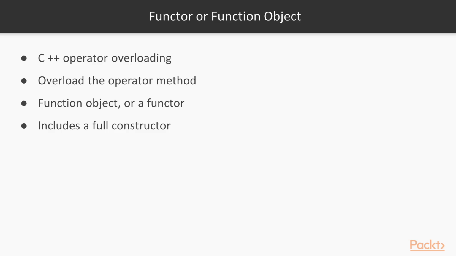Next we will explore the functor, or function object. Using C++ operator overloading, it is possible to create a class for which its instances behave as functions. The idea is to overload the operator() method so that a call to the processing method of a class looks exactly like a simple function call. The resulting class instance is called a function object, or a functor. Often, a functor includes a full constructor such that it can be used immediately after being created.